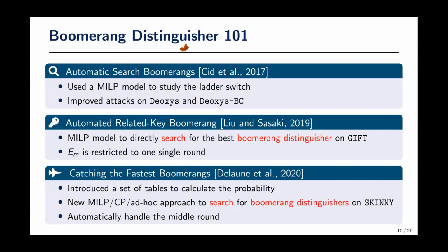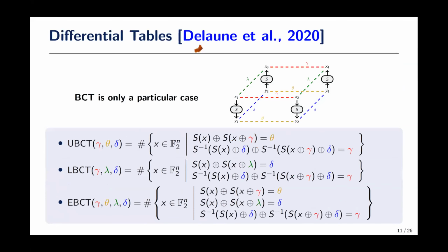And they use MILP, CP, and an ad hoc approach to search for the boomerang distinguisher on Skinny. And our work is based on this work. This figure helps to understand the notation used in the definition.